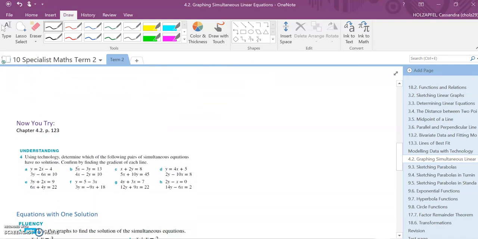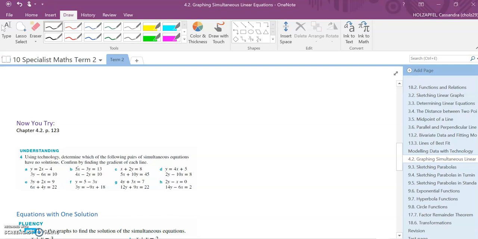So all I want you to do now is go through and have a go at question 4 on page 123, chapter 4.2 in your textbooks. And you can do that by chucking that into desmos.com. And if you put it in desmos.com, you should be able to see where the two lines line up without having to manipulate the two equations too much.